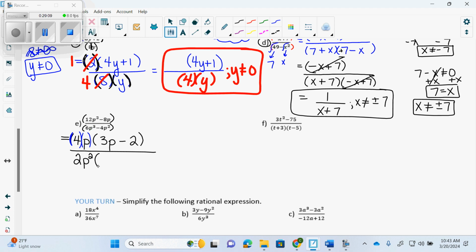6p cubed divided by 2p squared. 6 divided by 2 is 3. P cubed, take out a p squared is a p. Minus 4 divided by 2 is 2. P squared, take out a p squared is nothing. And then you're like, wow, they match.